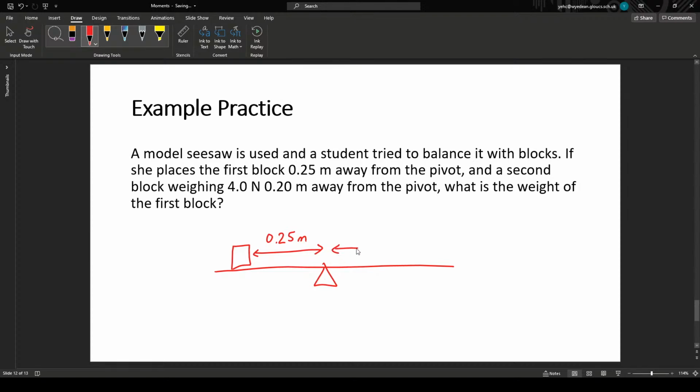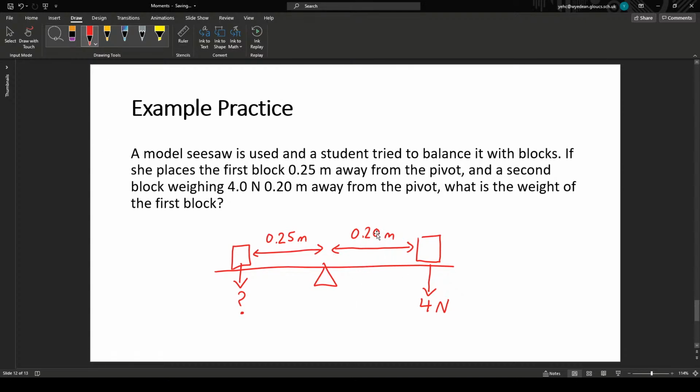Block number 2 is 0.2 meters away from the pivot. And block number 2, we're told, weighs 4 newtons. And we're not told what is the weight of block number 1. Let's try to work this out then.